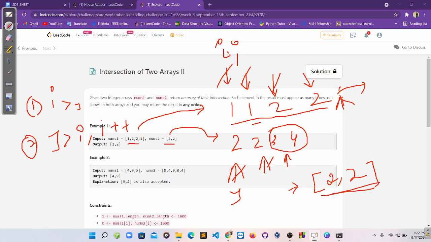Talking about time complexity, the time complexity for sorting is n log n if we use something like merge sort. In the worst case the space complexity can be O of n, if nums1 is the same as nums2, since the answer then has the same length as these arrays. So the overall complexity is n log n.